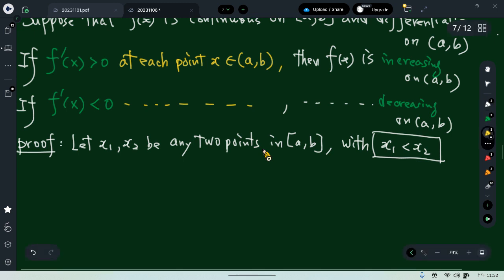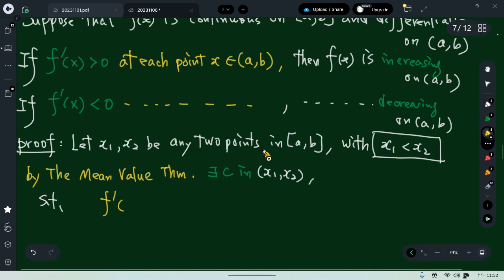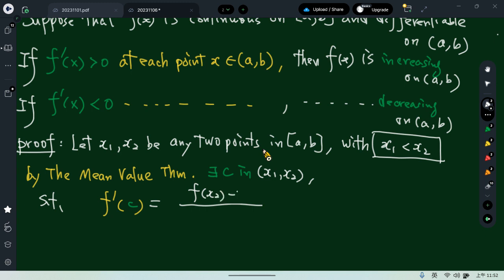So by the mean value theorem, we just use the mean value theorem again. We can find a C in (S1, S2) such that f prime of C is equal to f of S2 minus f of S1 over S2 minus S1.